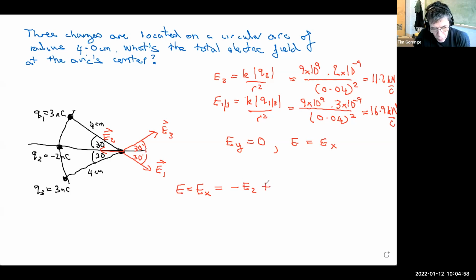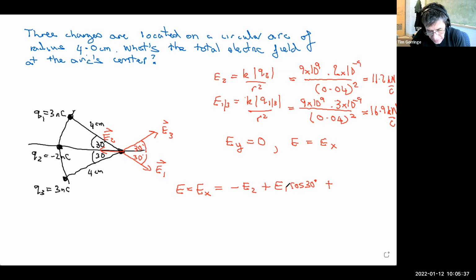Now let's do Q1. Well, Q1 pointed to the right and down. So it has a positive x component. So I've got a plus sign here. And the size of that x component is the strength of its electrical field, E1, times the cosine of 30 degrees. So the cosine of 30 degrees will pick out the component of E1 that's in the horizontal, in the positive x direction. So that's E1.